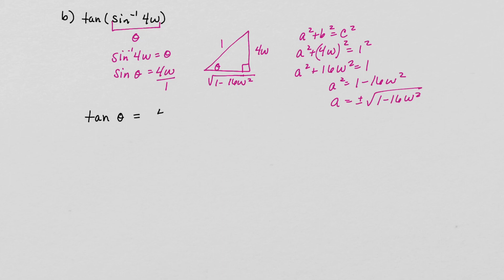And now we're in a position where we're really just looking for the tangent of theta, and the tangent of theta is the opposite, 4w over the adjacent, square root of 1 minus 16w squared. And that's as far as you can take it. You cannot break that down any further.